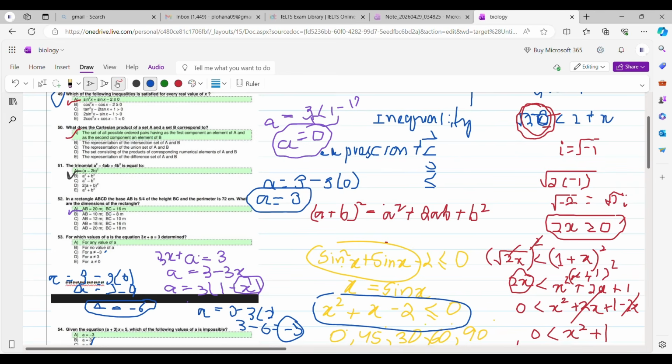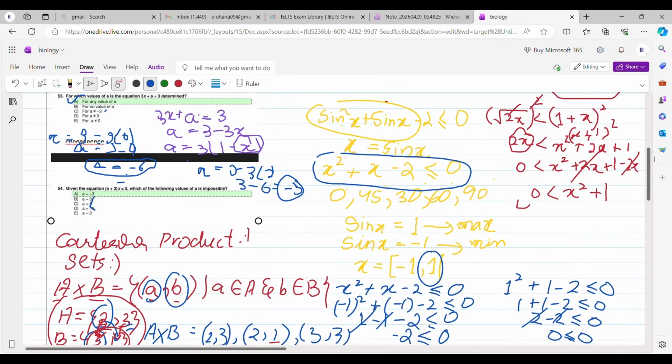For B, for no value of a, no, it can't be answered. It can't be answered at all. And for A option, for any value of a, of course, if you put any value of a, this equation is basically satisfied. Okay, so our A answer is basically the correct answer.